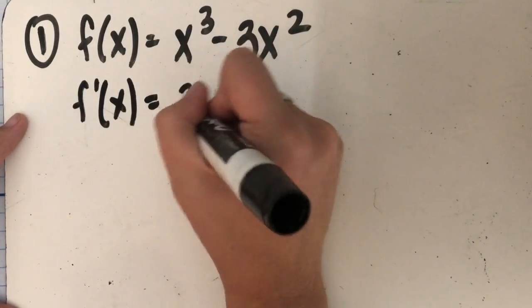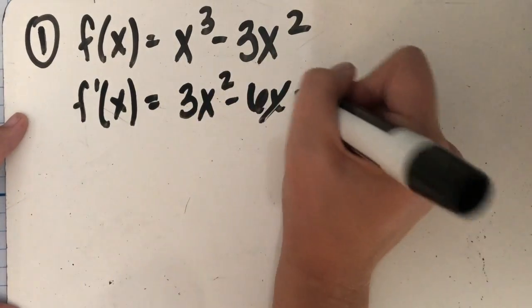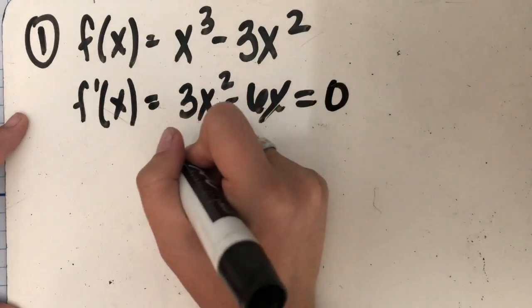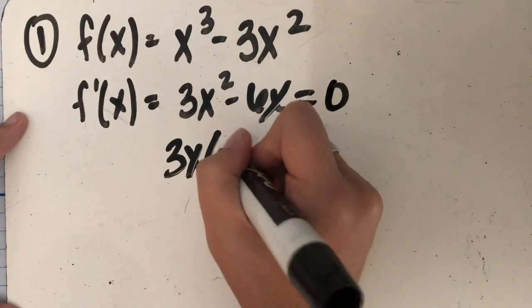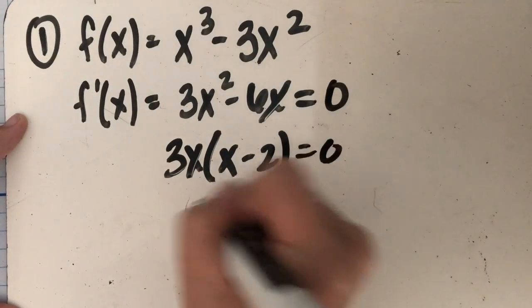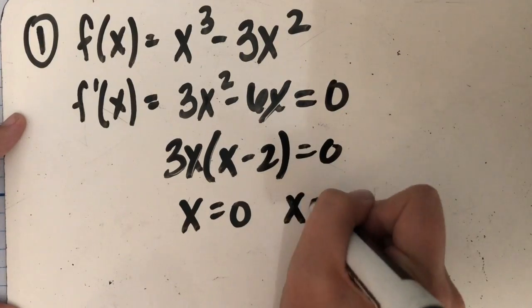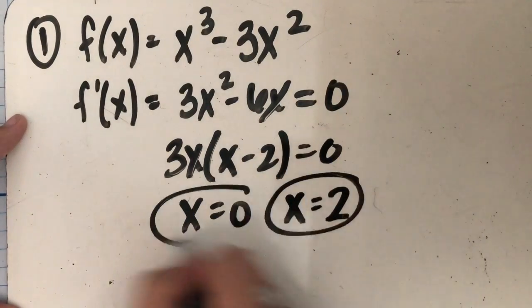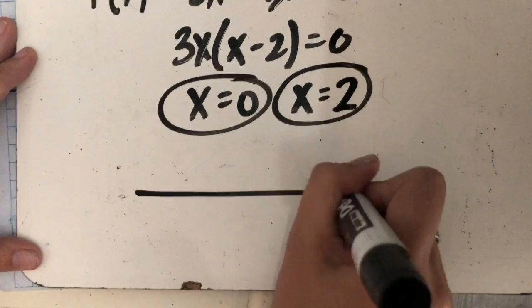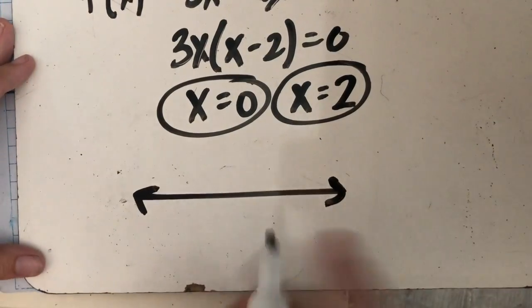Let's take the derivative, and we will set that equal to 0. Then I can factor this out. They both have a 3x in common, so I'd have x minus 2 equals 0. So x would equal 0, and x would equal 2. These are now my critical values, or critical points. I'm going to put them on a number line like I did in the last video.